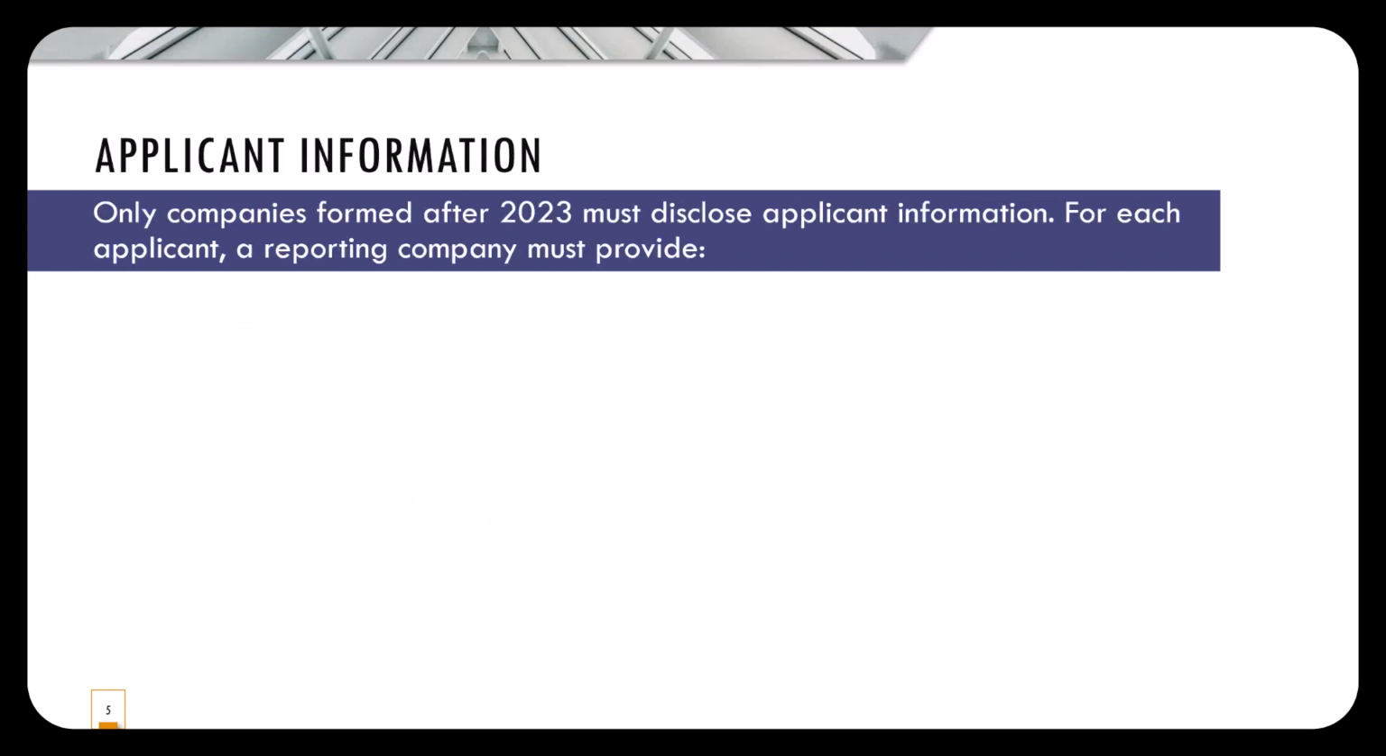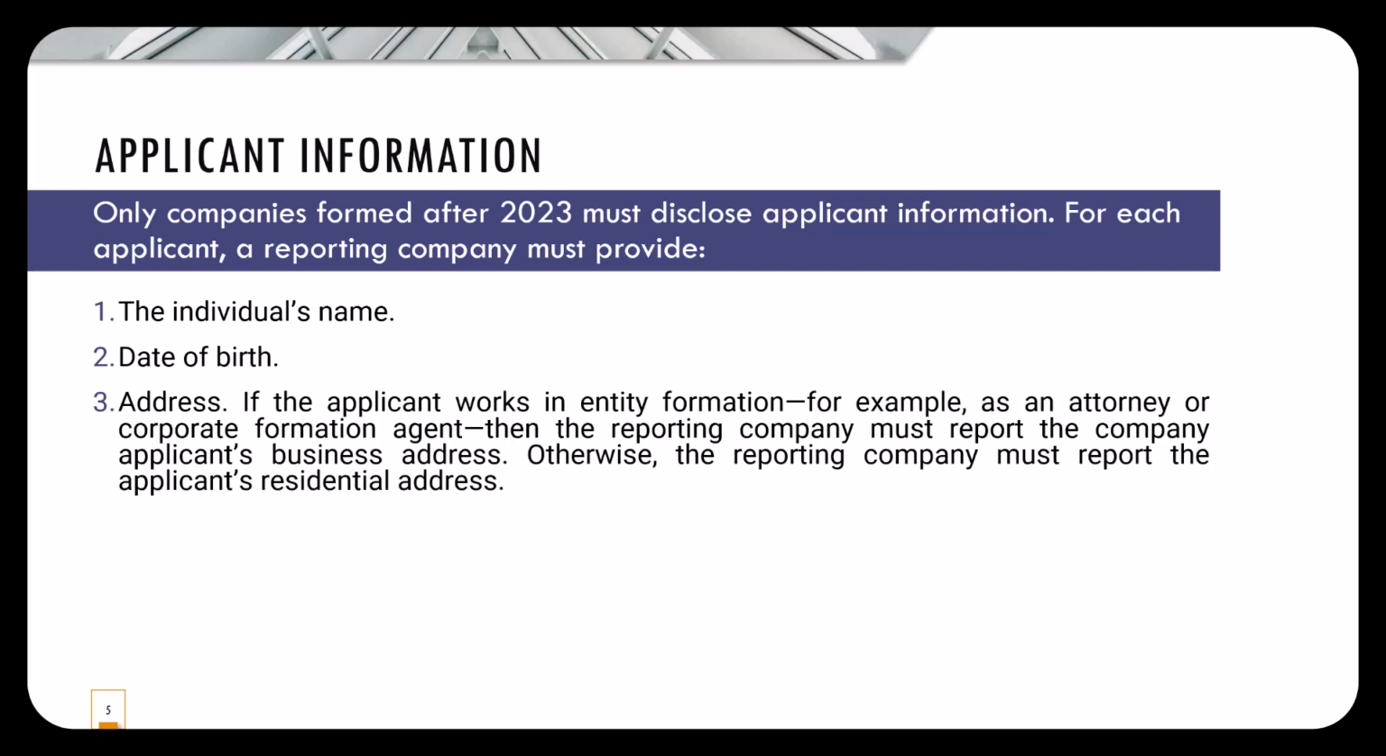Now, some companies may have to also include information about somebody called an applicant. Companies formed before 2024 do not have to supply any applicant information. It's only companies formed after 2023 that must disclose applicant information. For each applicant, the information has to be the individual's name, date of birth, and address. If the applicant works in entity formation, for example, as an attorney or corporate formation agent, then the reporting company must report the company applicant's business address. Otherwise, the reporting company must report the applicant's residential address.